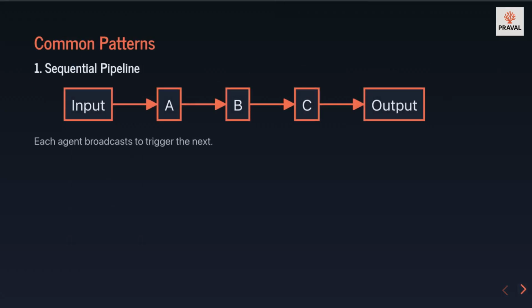Now let's talk about common patterns you'll use. The first is the sequential pipeline. Input flows through agent A to B to C to output. Each agent broadcasts a message that triggers the next one. Perfect for multi-step processing where order matters.